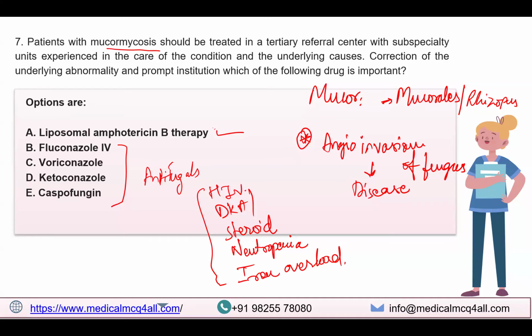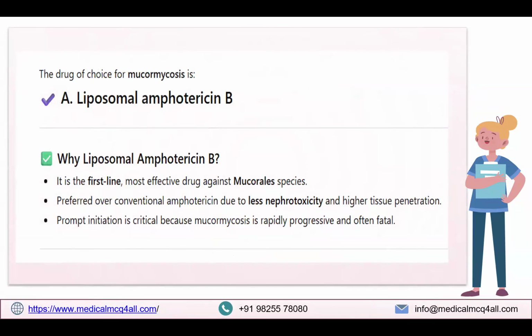Does Candida or Cryptococcus have angio invasion? No. This is only a property or characteristic of your Rhizopus. Now, the drug of choice here is liposomal amphotericin B. It is the first line, most effective against the Mucorales or Rhizopus.